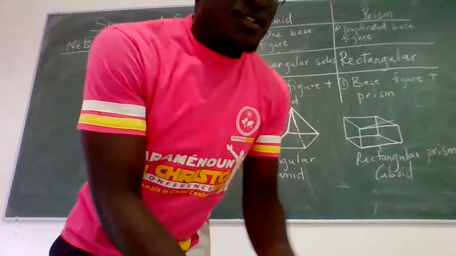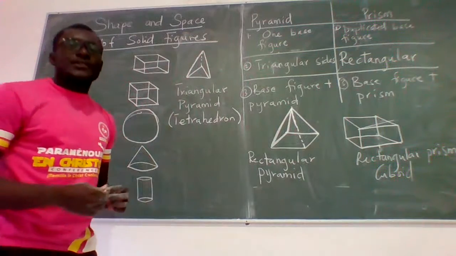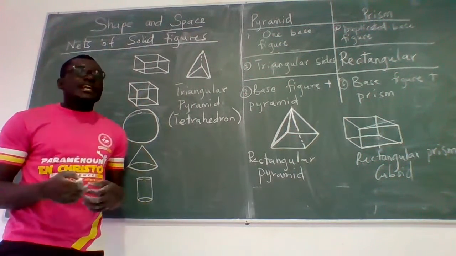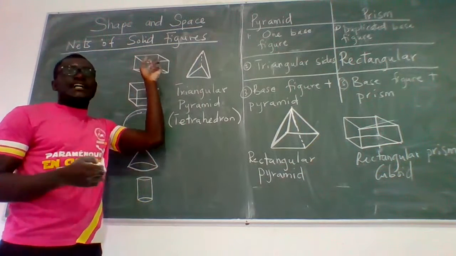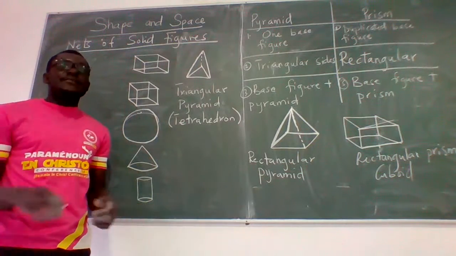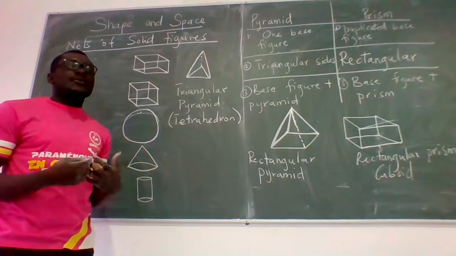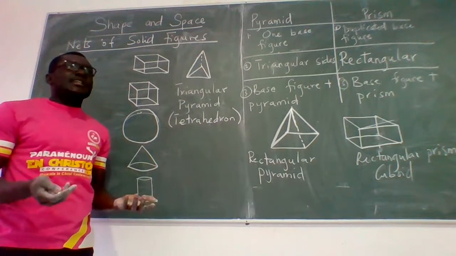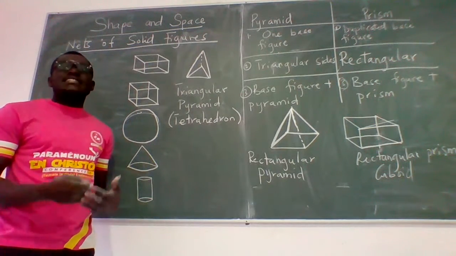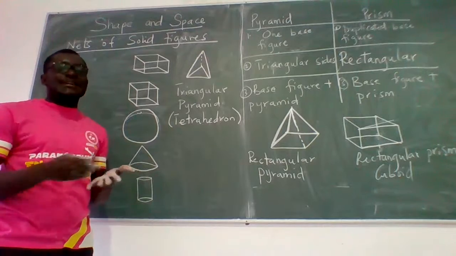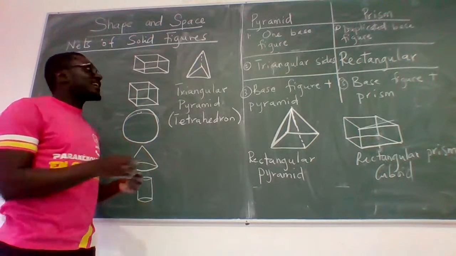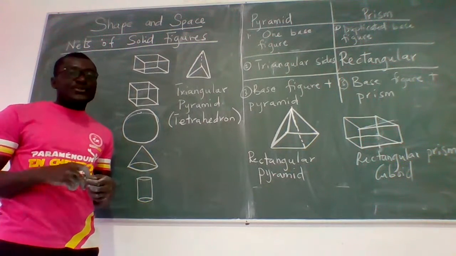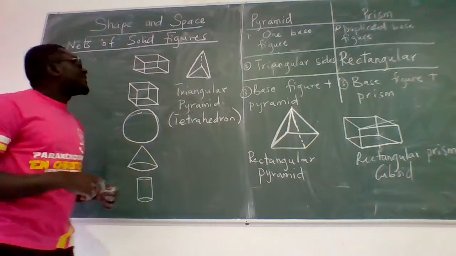Okay, so when we talk about the net of a solid figure, what we basically want to say is that assuming I want to dismantle this figure into a plane figure, that is, assuming I want to construct this figure from, let's say, a plane sheet, what is the shape that I should cut in the plane sheet so that when I fold them together, I will get this thing back? So now, how do we do it? So let's see.